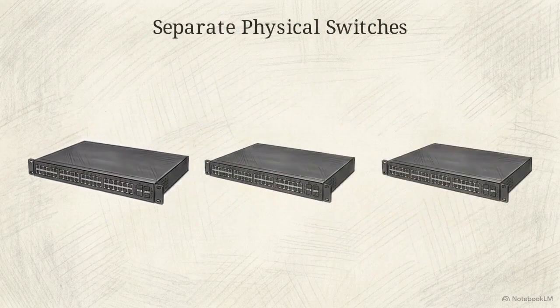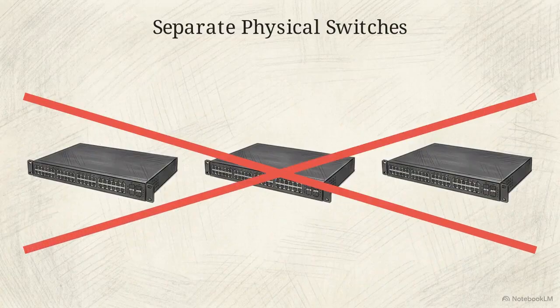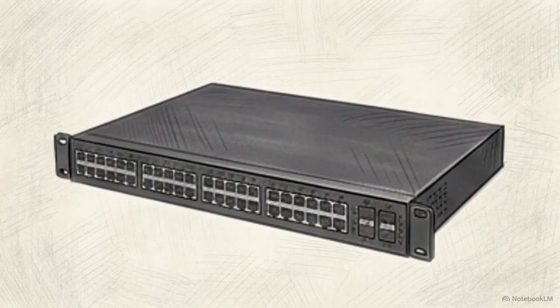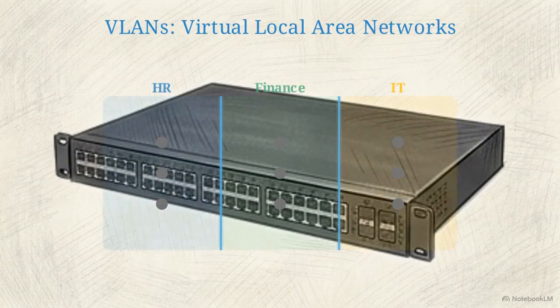A beginner might look at this chaos and think the only solution is to buy separate physical switches for every single department. But hardware gets expensive quickly. A senior network engineer fixes the architecture itself. Watch how we partition this single box. We use code to construct virtual, soundproof walls directly inside the switch. These isolated rooms are called VLANs, which stands for Virtual Local Area Networks. The physical switch remains exactly the same, but logically, the departments are now completely isolated.